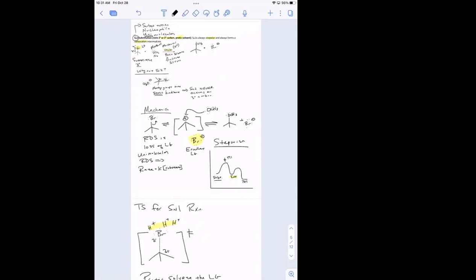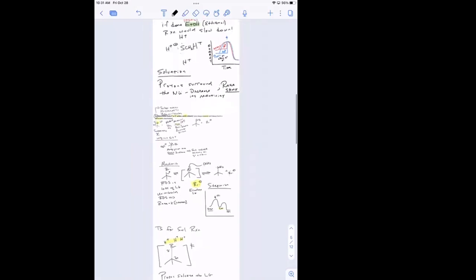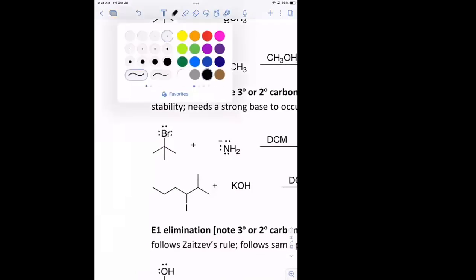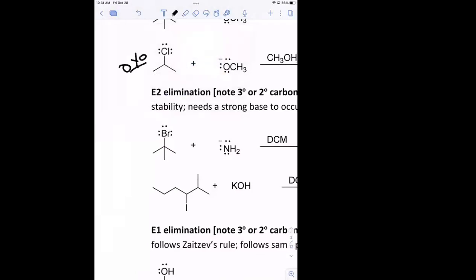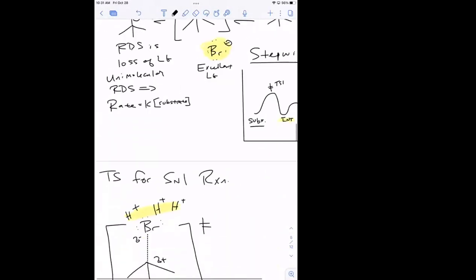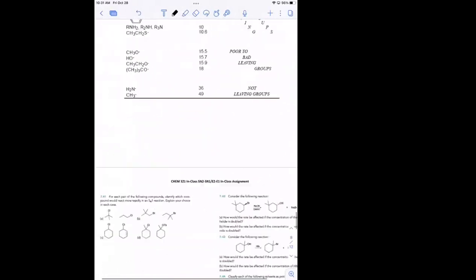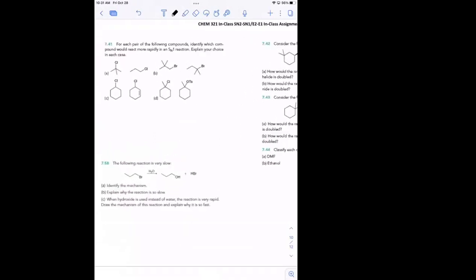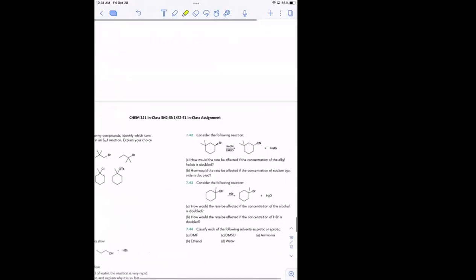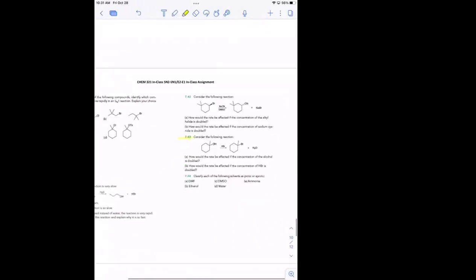All right, would y'all rather at this point work through some examples or do the E2 mechanism? All right, let's do that. I'm going to leave this one for you to finish, just predicting the product. Let's go to the handout. There's a handout back here in the back. Let's work through 741.